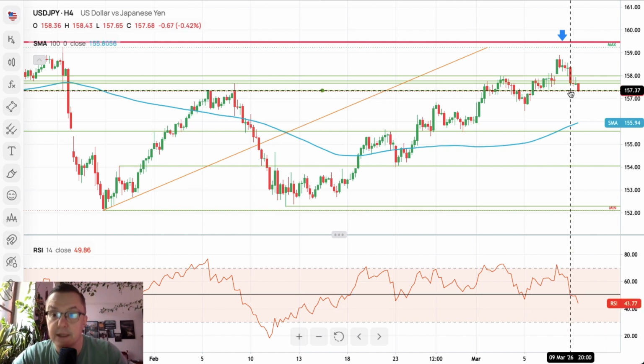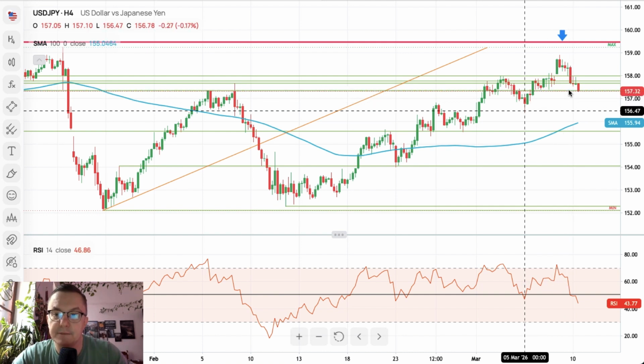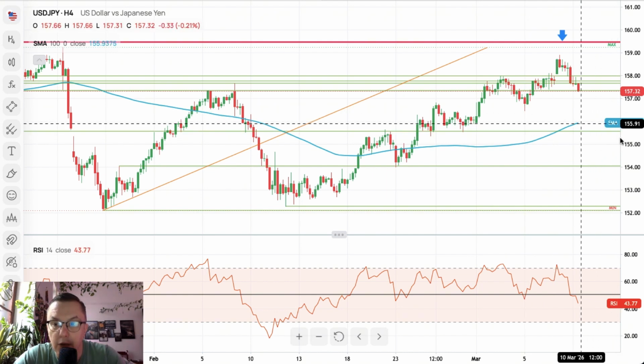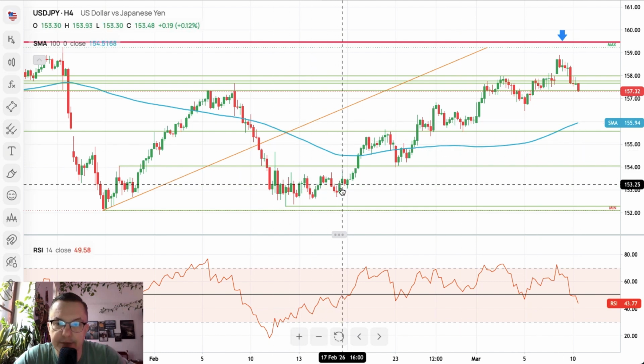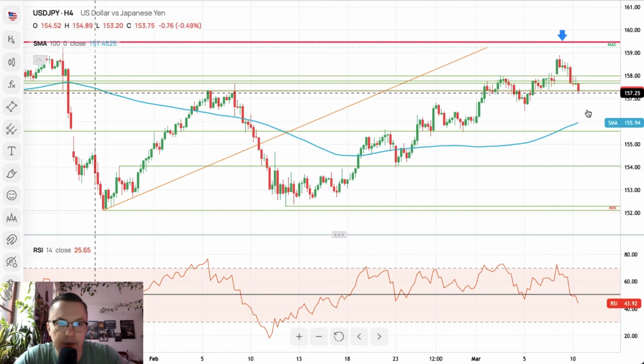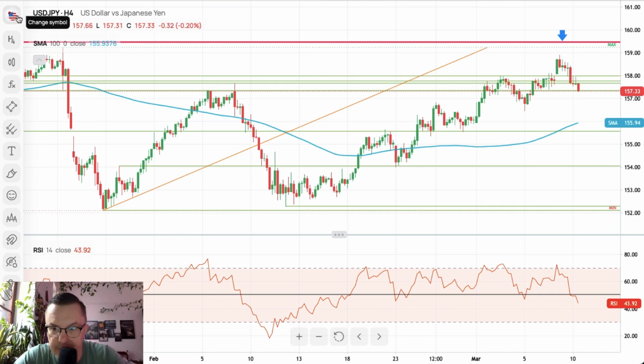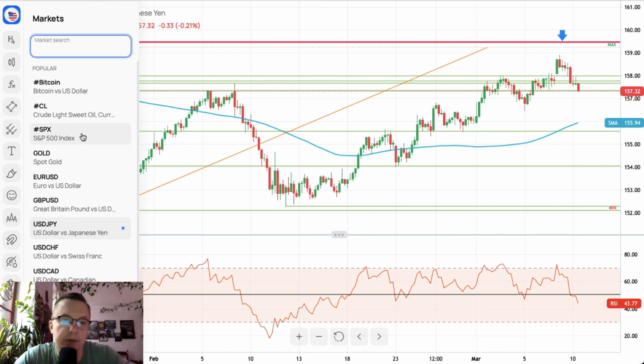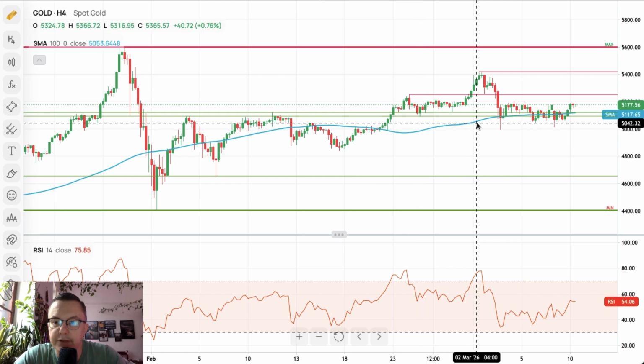We are testing the last local technical support, 157.37. Any breakout lower is expected, and a breakout lower would give us 156.47 or even the 100 periods moving average on the 4-hour time frame chart. So this nice beautiful journey looks like it is completed, and now we are witnessing the breaking of our technical supports and the weakness of the dollar versus the Japanese yen.